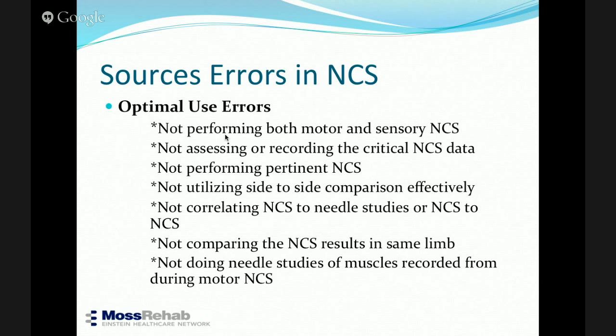Not comparing the NCS results in the same limb. Sometimes that would help. If you look at the recording from the thumb, say the sensory response from here is from the median, from here is the radial. So if you have carpal tunnel syndrome, this would be affected, this would not be affected, right? Or if you look here, there is ulnar on one side, median on the other side, so you could compare that.